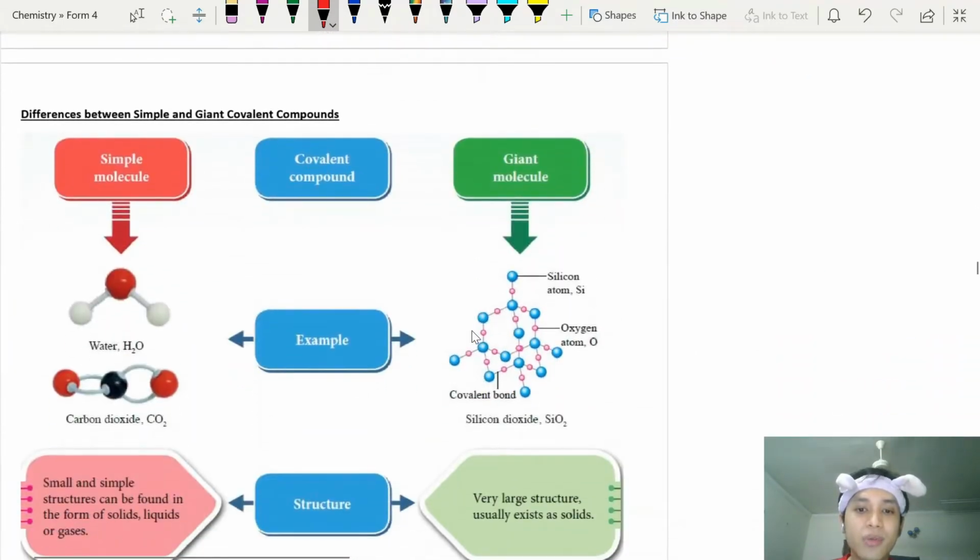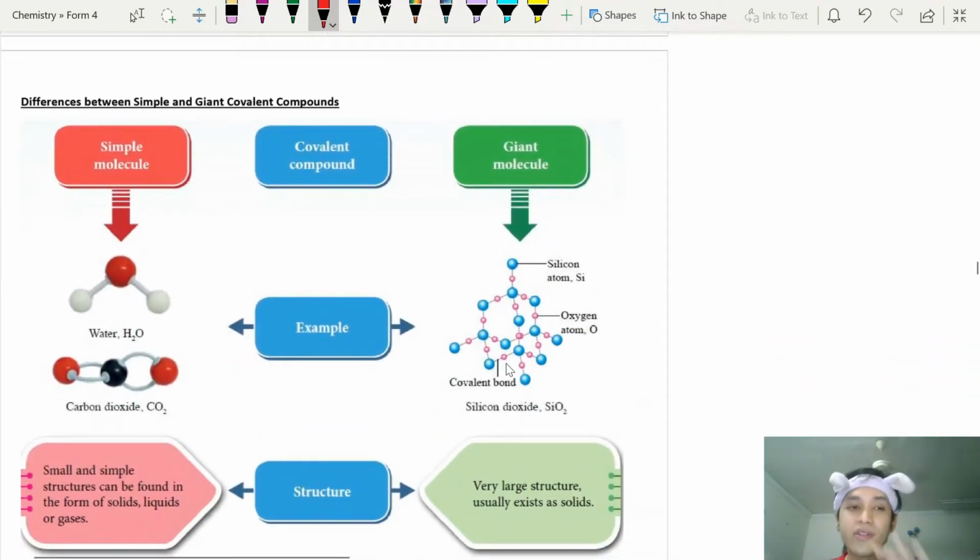A giant covalent molecule will be something like this, a very big structure. So in this particular case, we can say that silicon dioxide itself is made of a very big molecule. One molecule is very huge. That's why we call it giant. Whereas this water molecule is only like this.